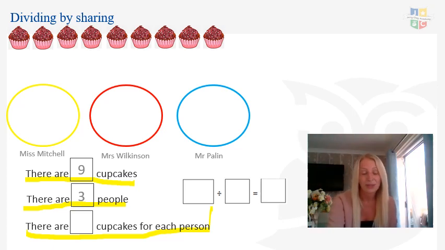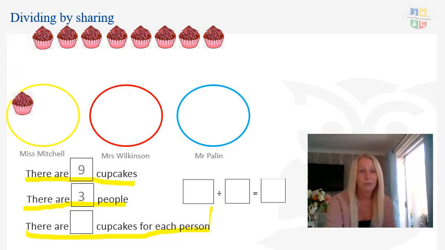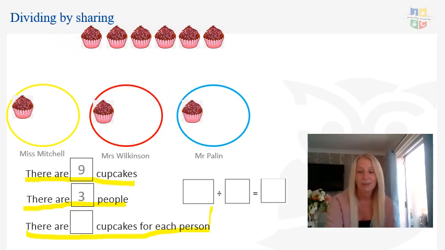So you can do these with your teddies or whatever you have found in your home too. So I have 1 for me, 1 for Mrs. Wilkinson and 1 for Mr. Palin. So we all so far have 1 each. But up here, I still have some cupcakes left, so I'm going to keep going and keep sharing.